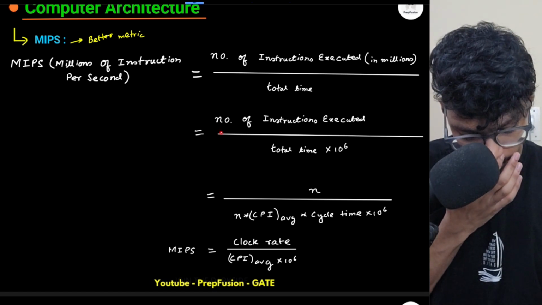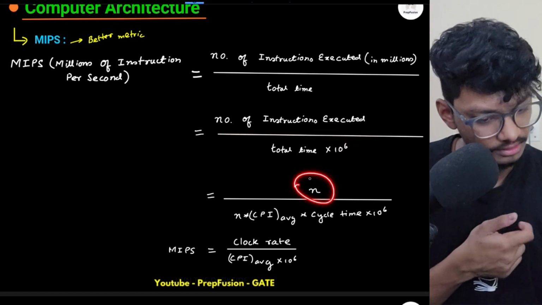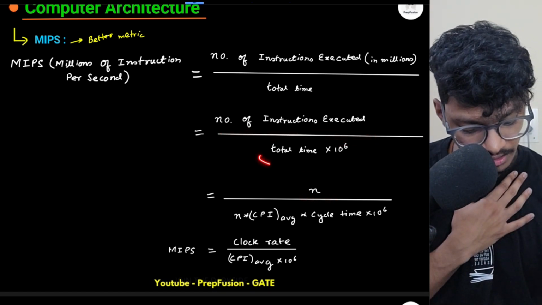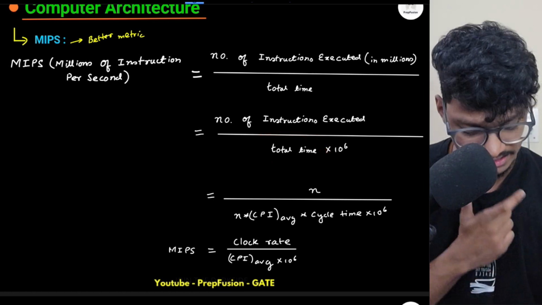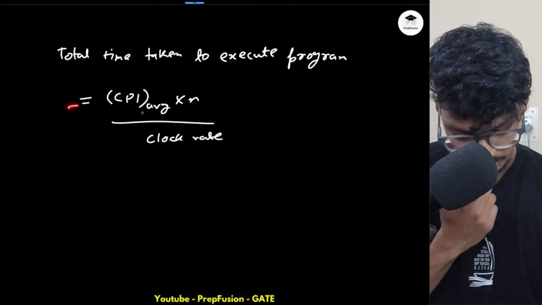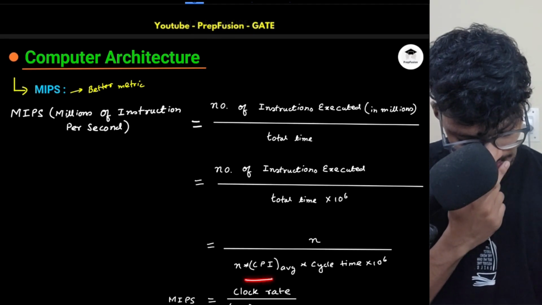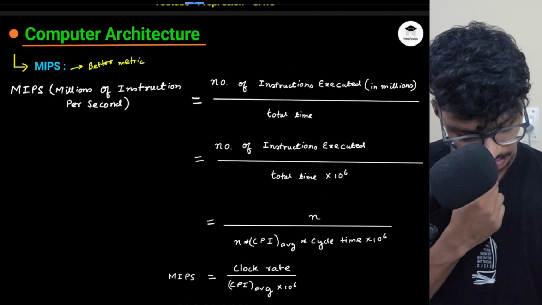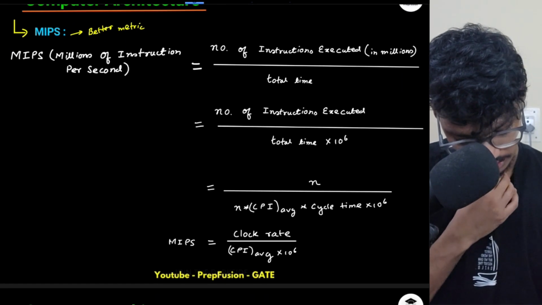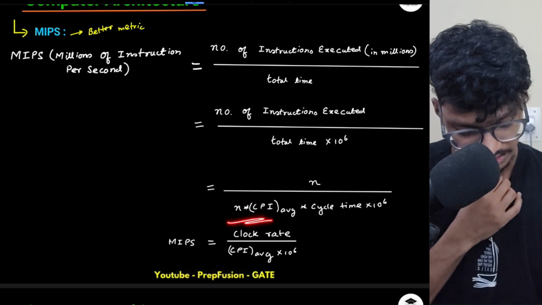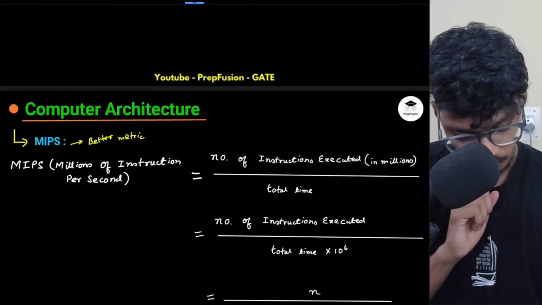Okay. So how many instructions do I have? Let's assume n number of instructions. And what is the total time? Total time I have already derived, right? Total time is equal to n into CPI average divided by clock rate. CPI average, okay, this is a bit wrong. Yeah, into cycle time. So n into CPI average, 1 by clock rate, right?